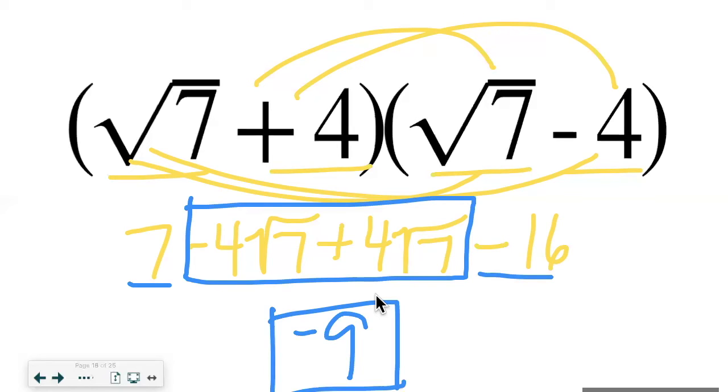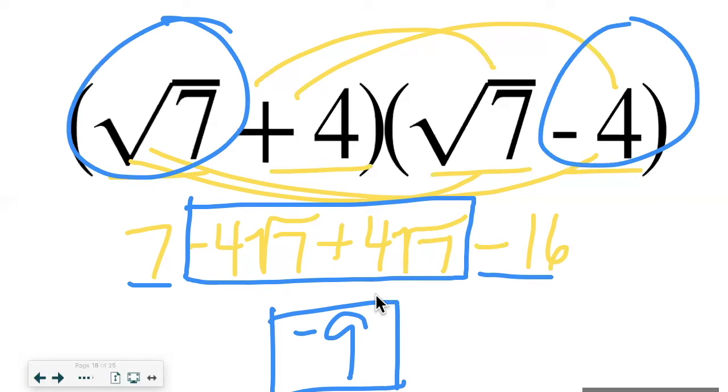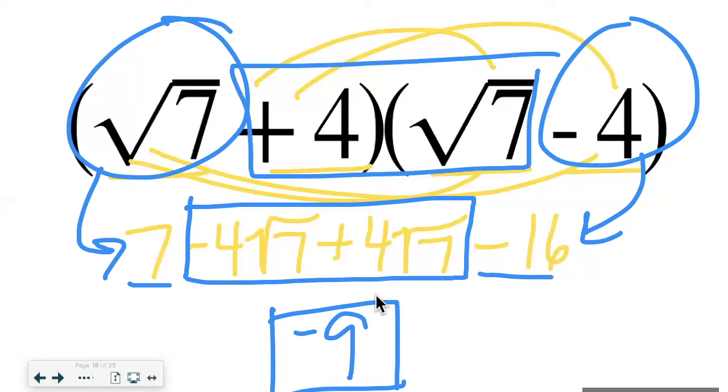So here, when we find the difference of squares involving radicals, we end up with a whole number, not even a radical. So the pattern: you square the first term and you square the second term, but it's going to be negative, right? And then this combination, you get one positive, one negative, so it becomes a zero pair.